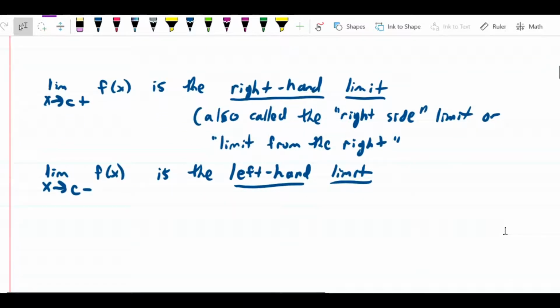So I've just put up the notation right here, and once again we say the limit as x approaches c plus of f of x is the right-hand limit. They're also called the right side limit, or the limit from the right, and the limit as x approaches c minus of f of x is the left-hand limit, which we can also call the left side limit or the limit from the left. I'm not going to write that whole notation there.